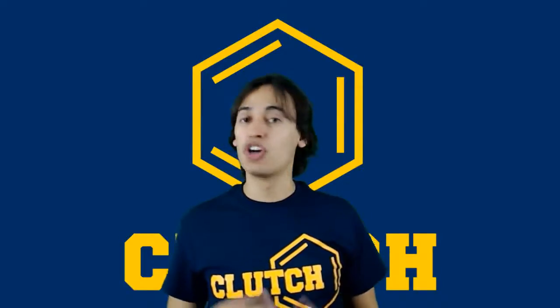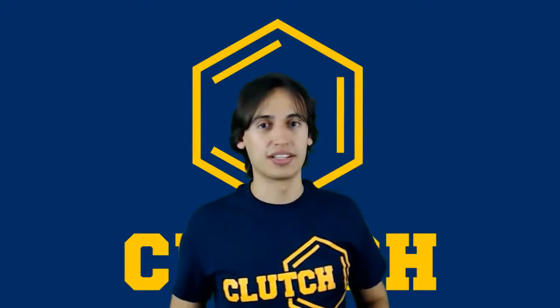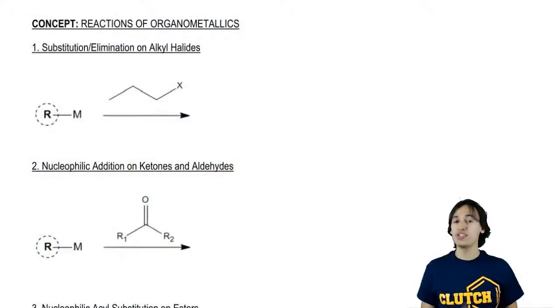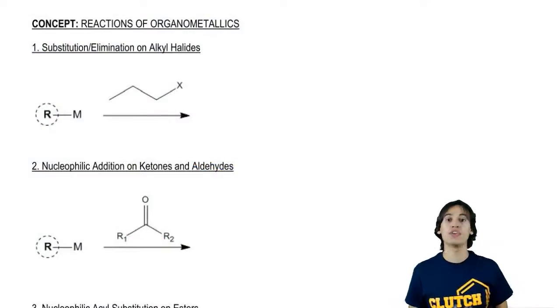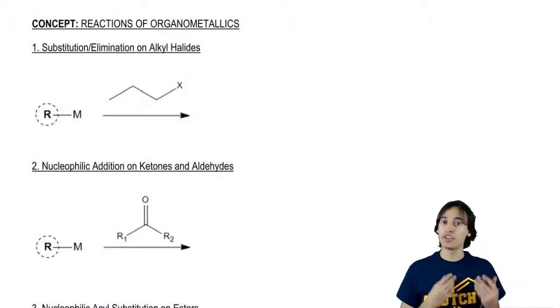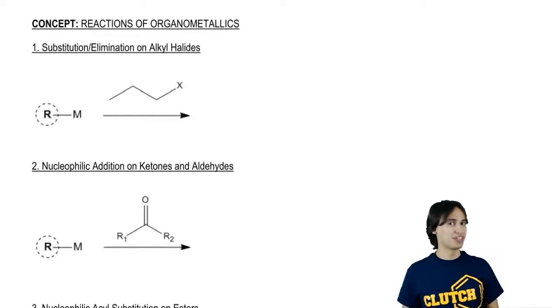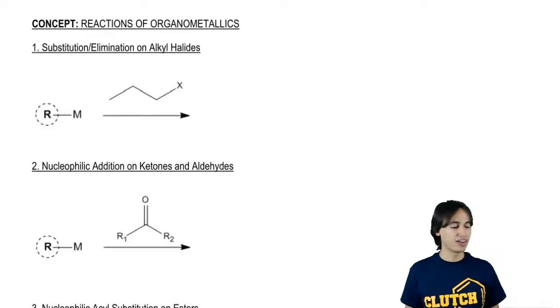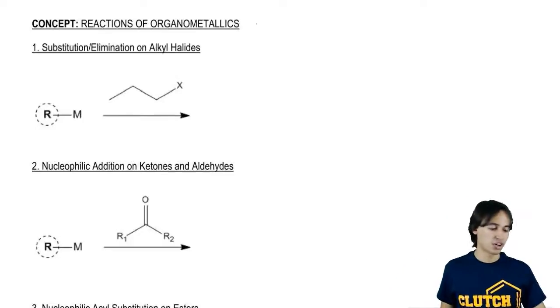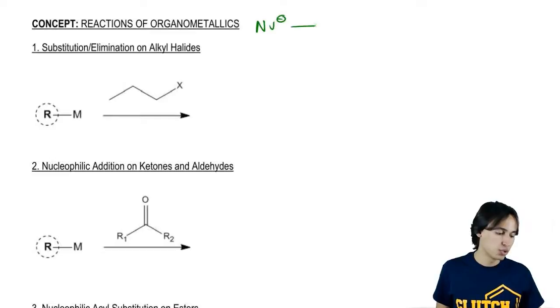Now I want to discuss some common reactions of organometallics. As you guys know, organometallics are very strong nucleophiles, so they're going to react with things that have positive charges. That just makes sense, okay? And what do we call it when something has a positive charge? That's an electrophile. So organometallics are nucleophiles that are going to attack different electrophiles.